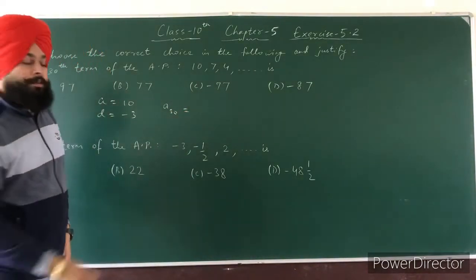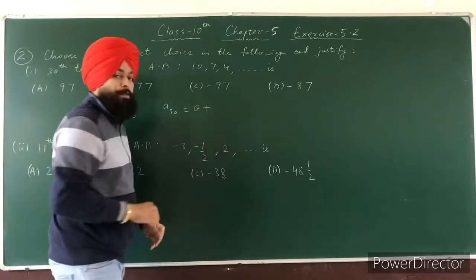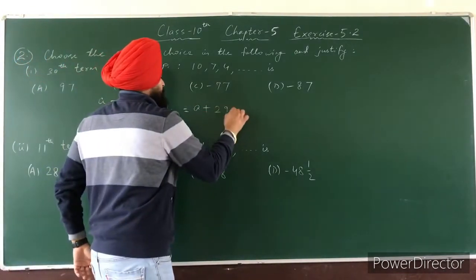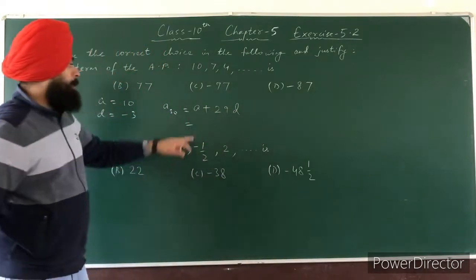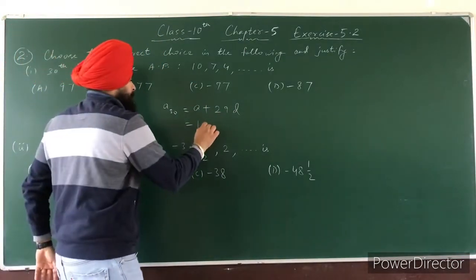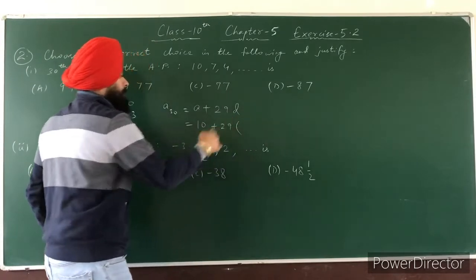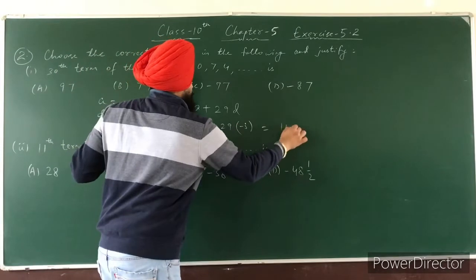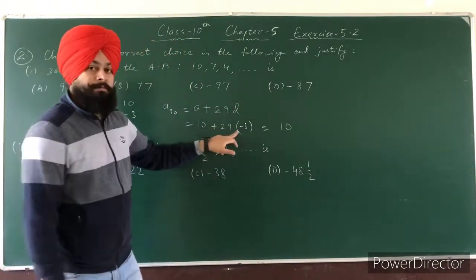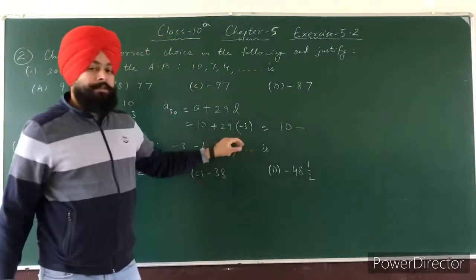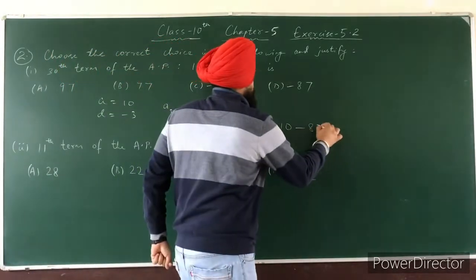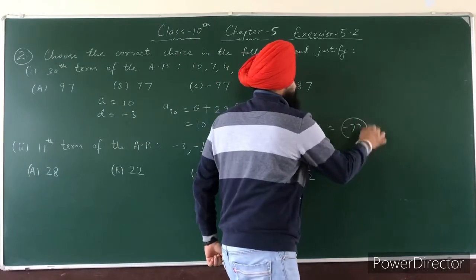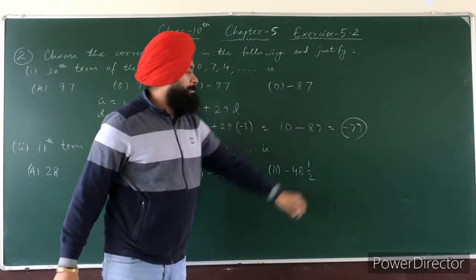Now the formula for A30 is A plus (N minus 1) into D. N is here 30. 30 minus 1 is 29. You can write 29D. Now what is A here? A is 10 plus 29D. D is the common difference, minus 3. Now plus minus minus, and 29 3s are 87. Now 10 minus 87 is minus 77. So it means the 30th term of this AP series is minus 77.